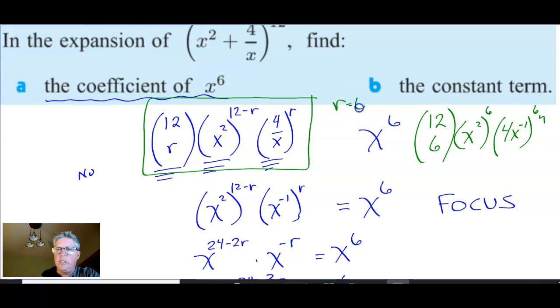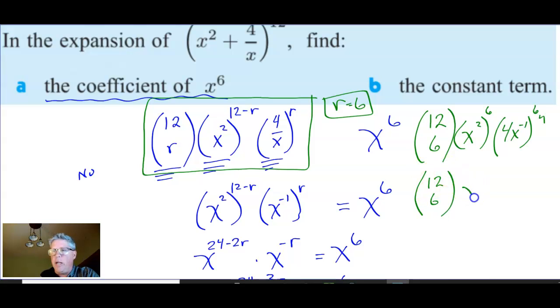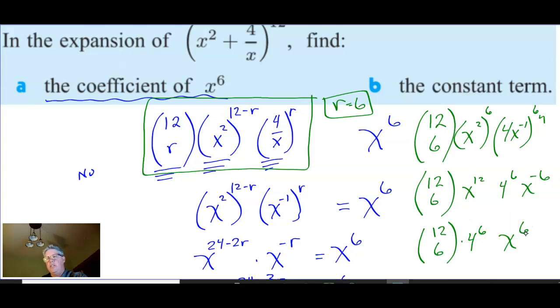So r is equal to 6. There's two things to check here. One is, do we end up with x to the 6? 12 choose 6 is a number. We're going to get an x to the 12th here. We're going to get a 4 to the 6th x to the negative 6. And sure enough, that's going to end up with an x to the 6. And our coefficient is 12 choose 6 times 4 to the 6 times x to the 6. There's too many 6's.